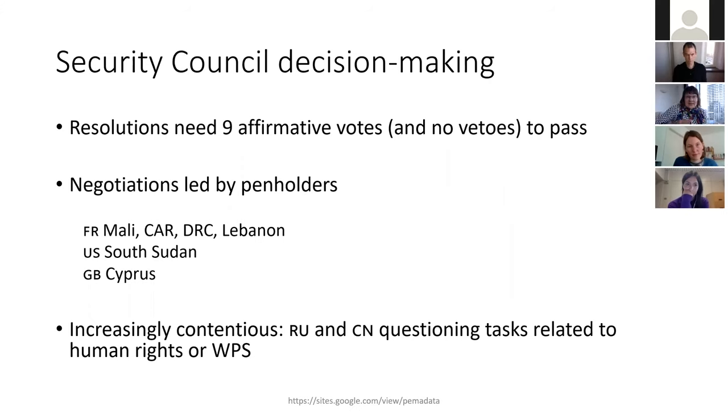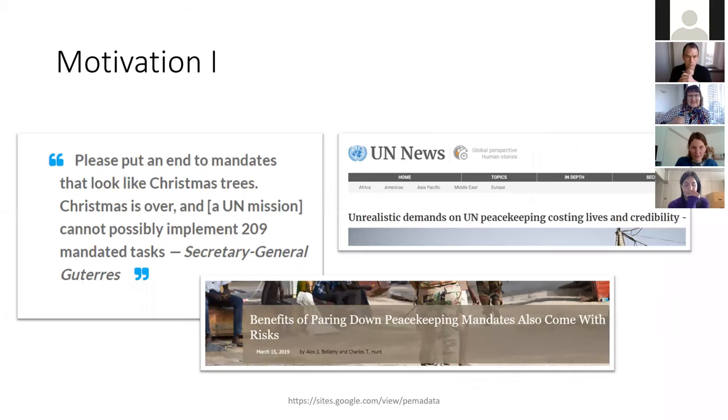But a trend in the recent period is that some of the more consensual tasks, like those related to human rights or the Women, Peace and Security agenda, have become more and more contentious. So we think that it's important to look at peacekeeping mandates, especially at the disaggregated level, at the specific tasks which appear in new and revised peacekeeping resolutions. And this was one of our motivations in creating this data set.